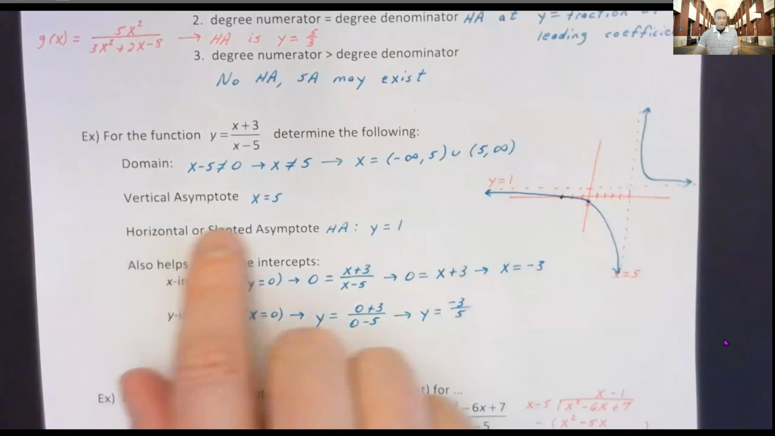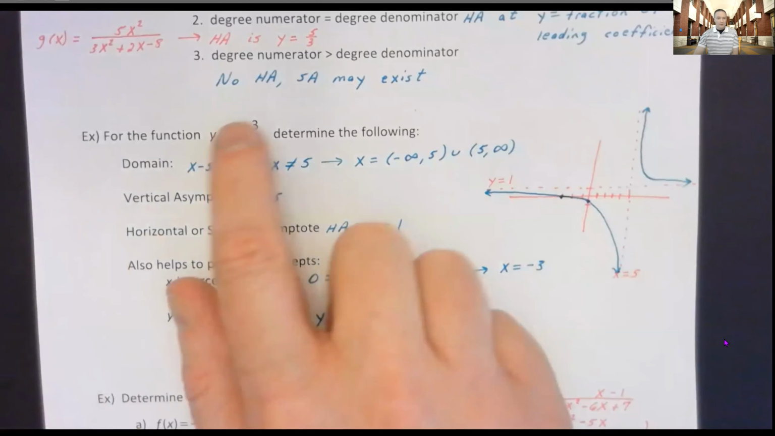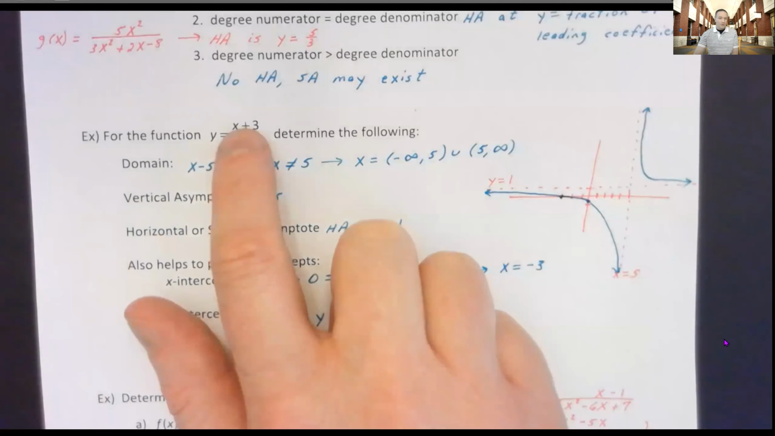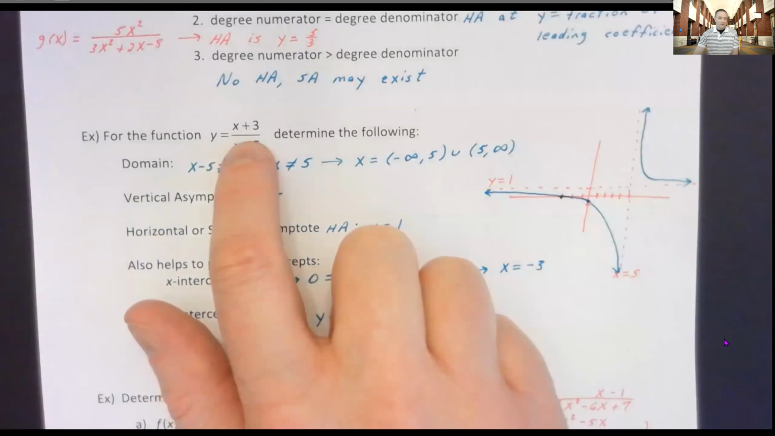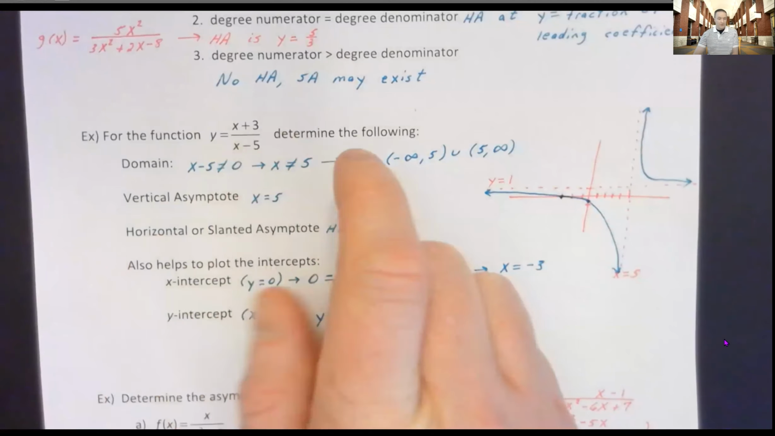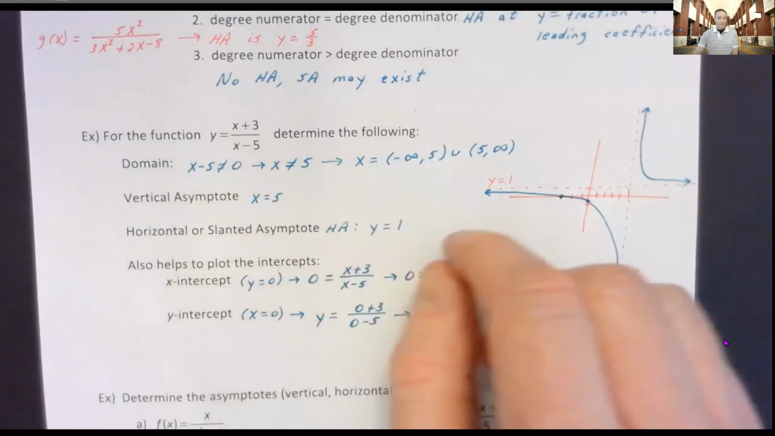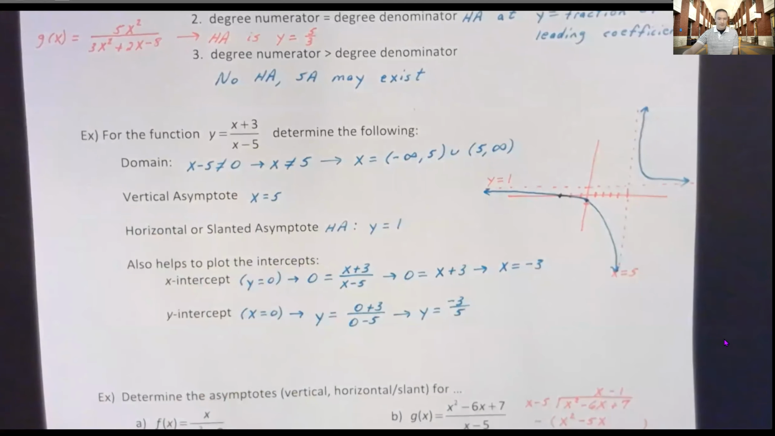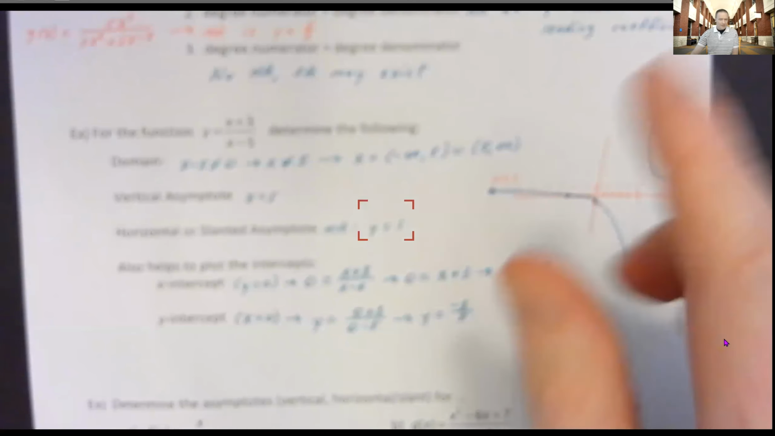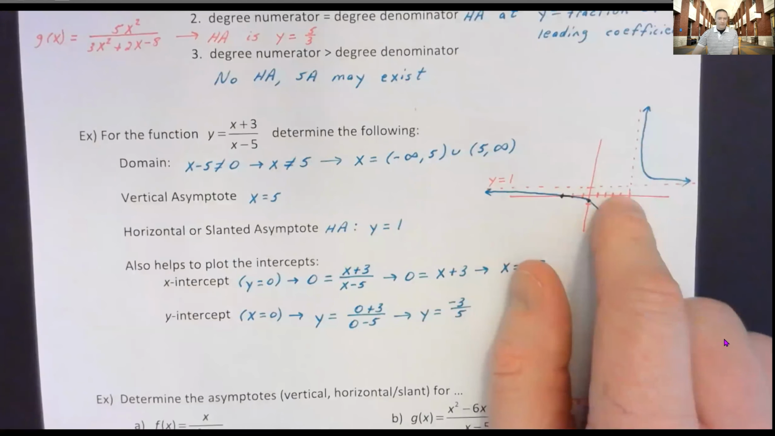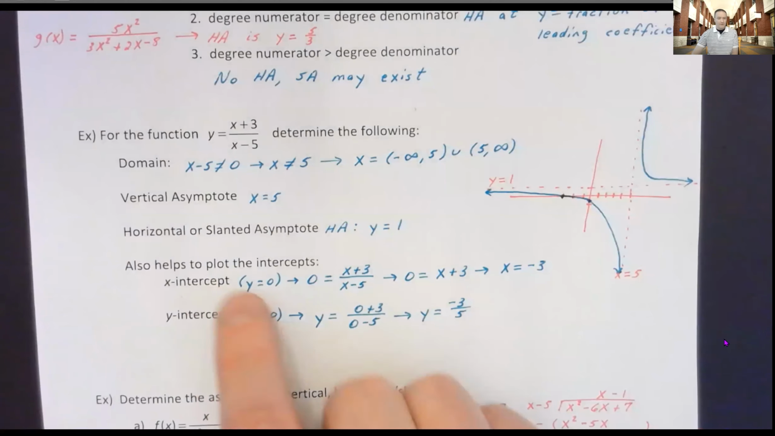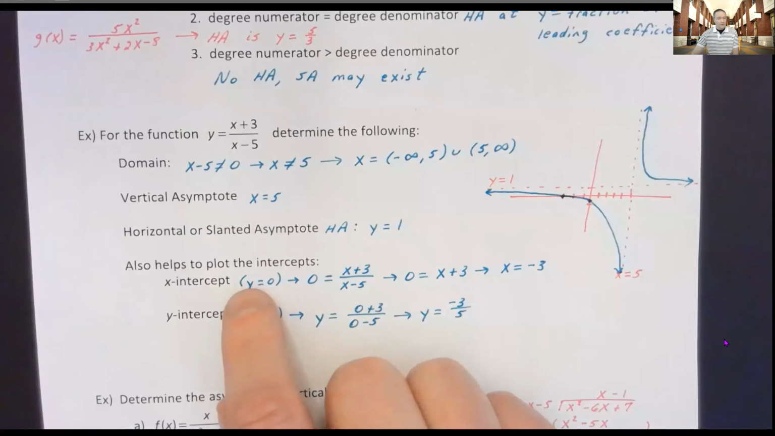And then the horizontal or slant asymptote: the degree of the numerator and denominator is the same. So y equals the fraction of the leading coefficients is my horizontal asymptote. The horizontal asymptote in this case is just an understood 1 since each of my leading coefficients is 1. Now, before I think about my graph over here, I wanted to go ahead and plot out the x-intercept and y-intercept. We know the x-intercept occurs whenever y is 0.